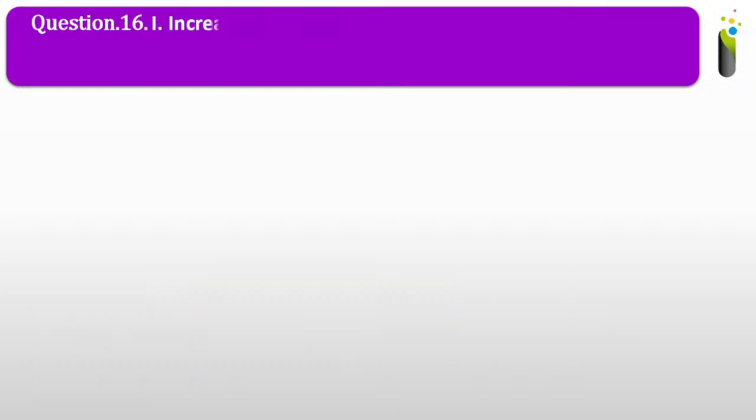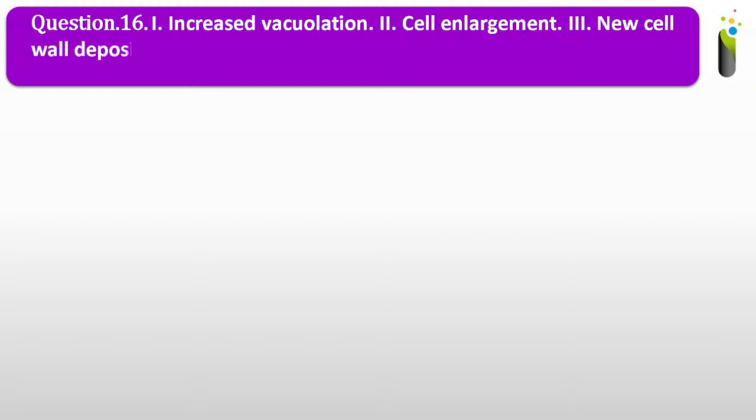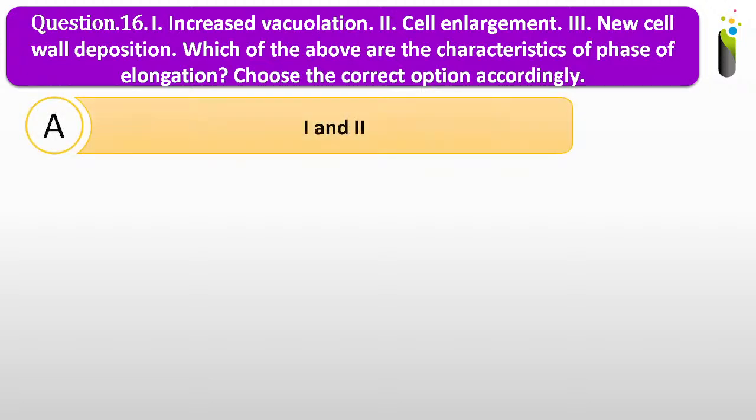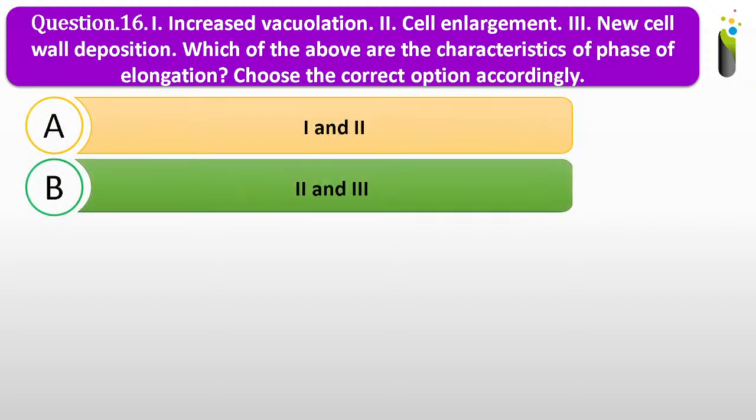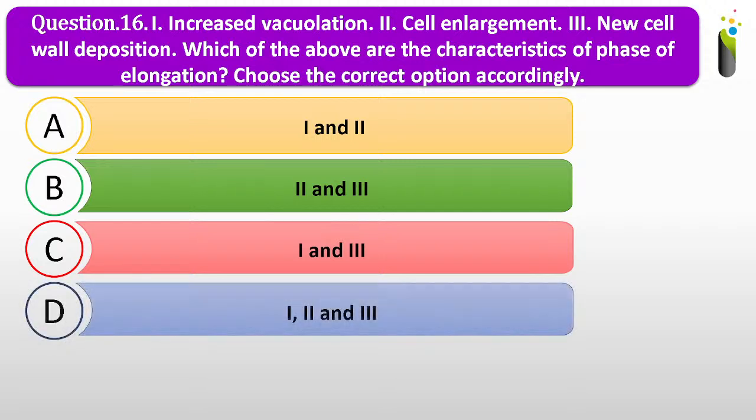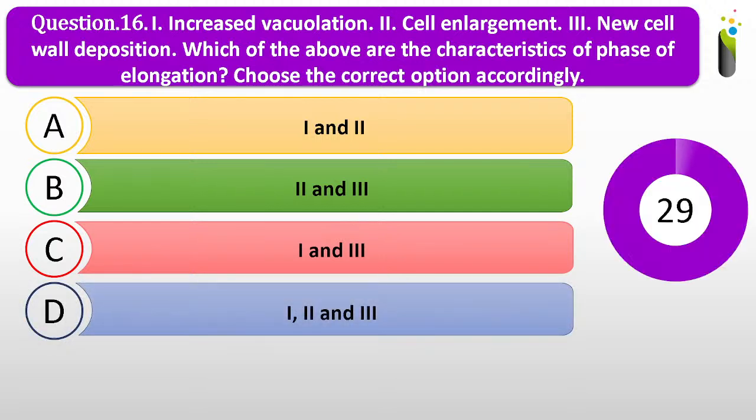Going ahead to question number 16. First, increased vacuolation. Second, cell enlargement. Third, new cell wall deposition. Which of the above are the characteristics of the phase of elongation? Choose the correct option accordingly. A, 1 and 2. B, 2 and 3. C, 1 and 3. D, 1, 2 and 3.